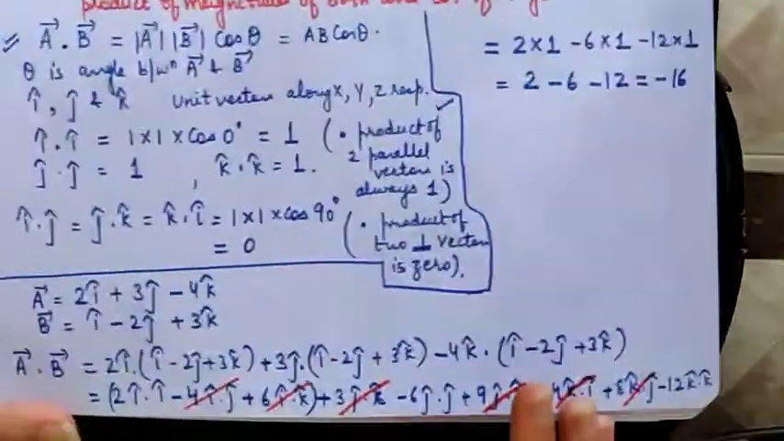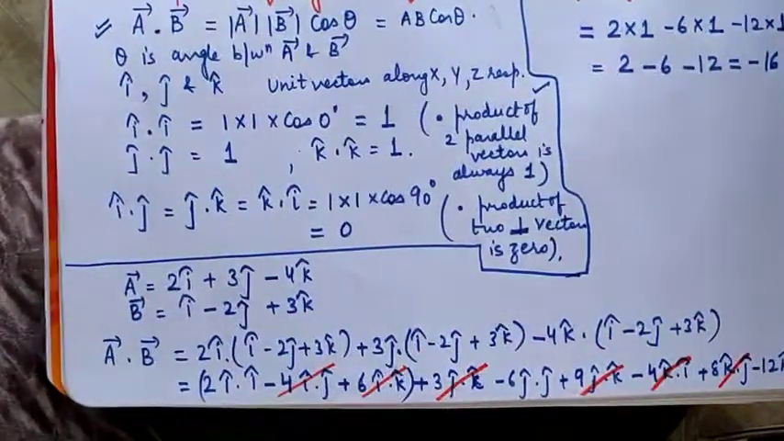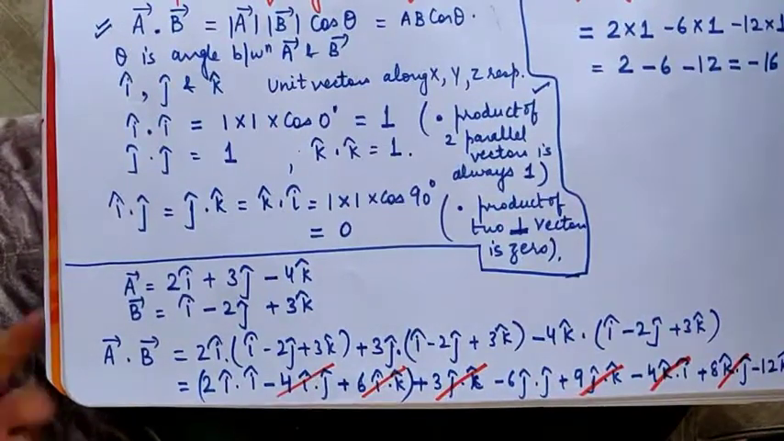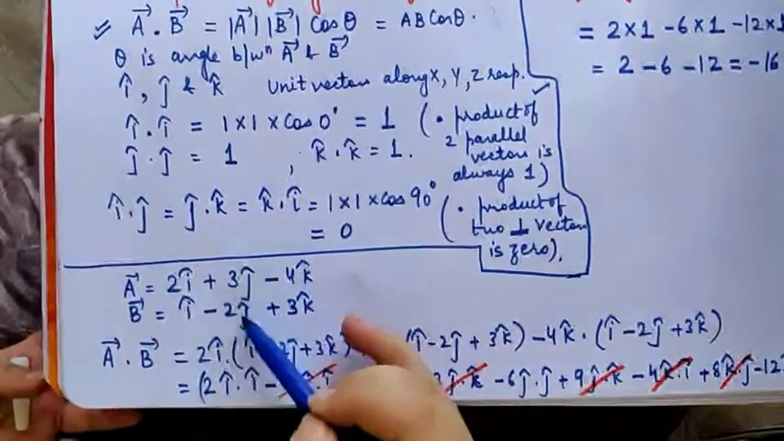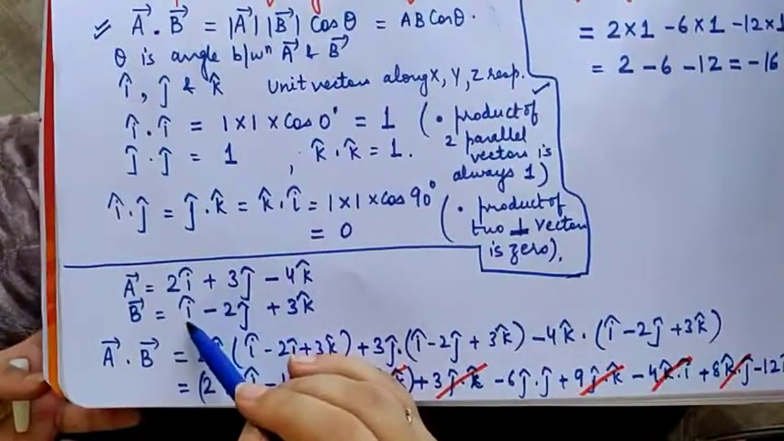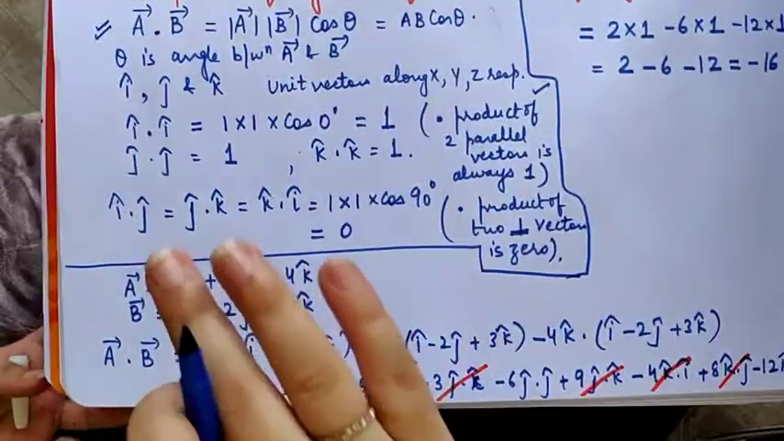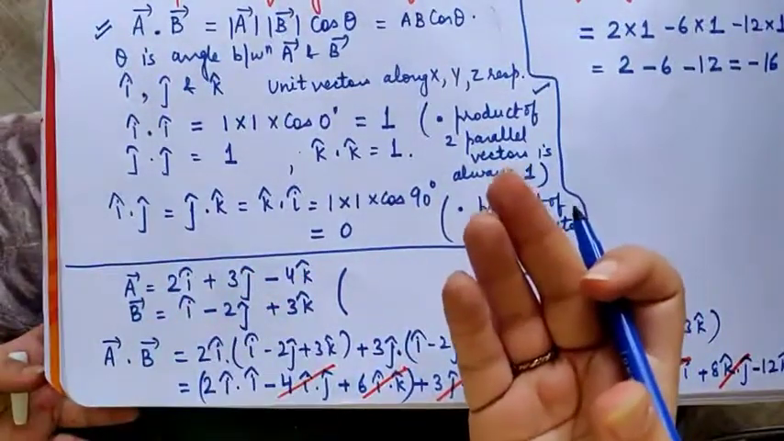So dear children, if you get this type of equation and you have to find their dot product or their scalar product, what are you going to do exactly? Just multiply them like this. Multiply the coefficient of i with i. Let's do this in the simple manner here. You can do this in the simple manner in the exam also.